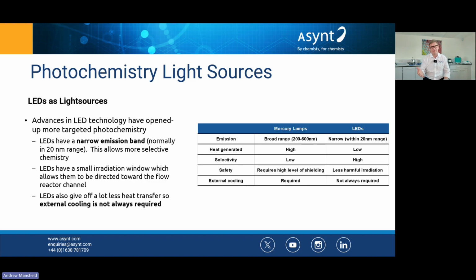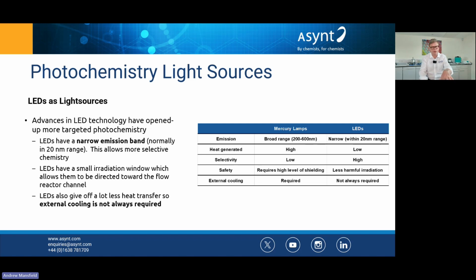Now, LEDs and the advancement of LED technologies have really opened this technique to more targeted photochemistry. As I said, they have very narrow emission bands. I would say they're pseudo monochromatic because there's still a reasonable band of spectra, but they are more or less monochromatic. LEDs also have a smaller radiation window, as we said before, and that allows us to be really targeted with lenses, if necessary, to target directly onto the reactor.